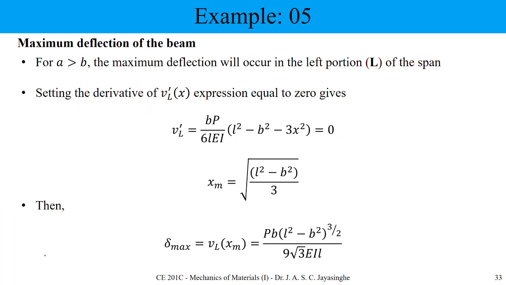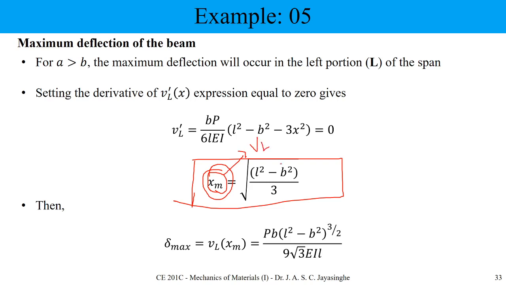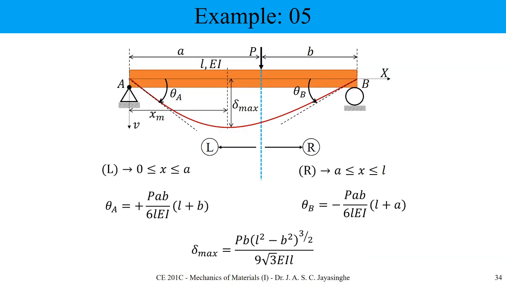Okay, so you can end up with this point. That means at this point we are expecting the maximum value. Then we can substitute this value into your V(L) equation and you will end up with this value. Please check the values again. After that we can show the arrangement. Of course, this is theta, we already calculated this one. This is positive, this is negative, and the maximum point lies between them.